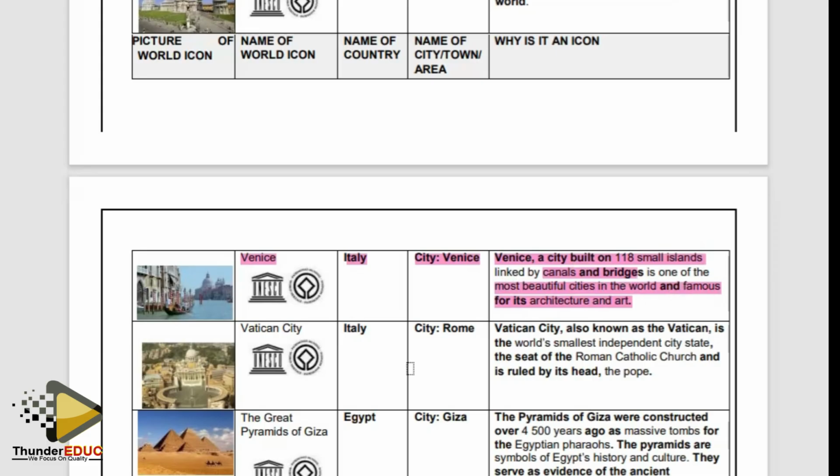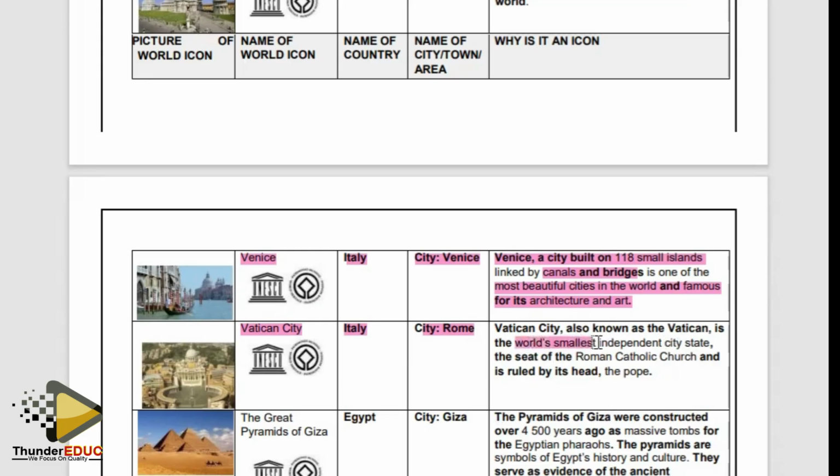Then the next icon is known as the Vatican City. That is the name of the icon. Then also it is a UNESCO World Heritage Site located in Italy. The city precisely is the city of Rome. It is in Rome. Vatican City is also known as the Vatican and is the world's smallest independent city-state.